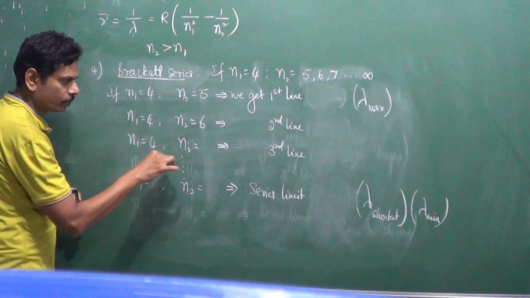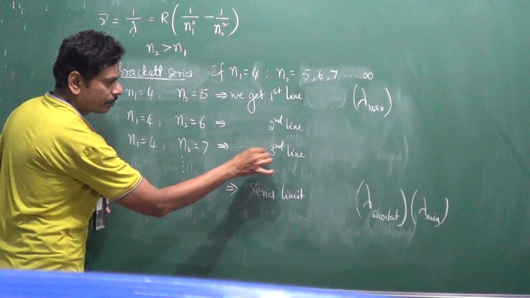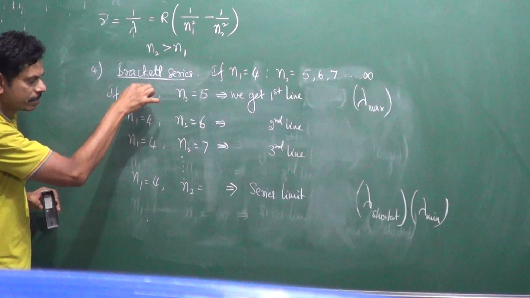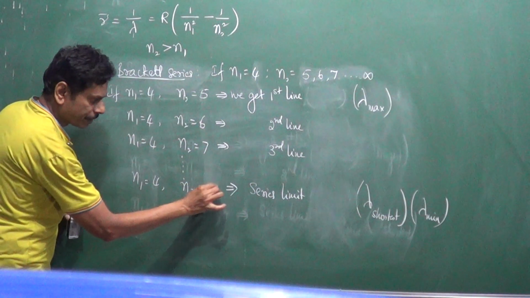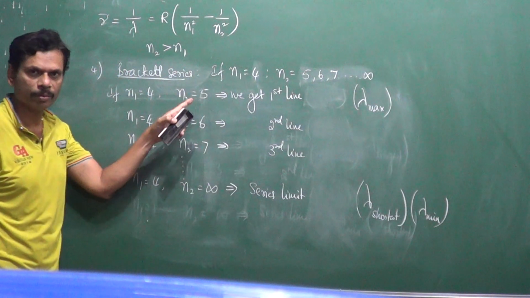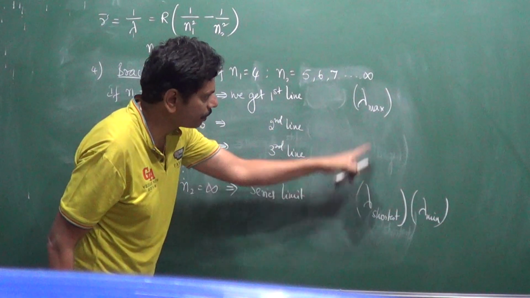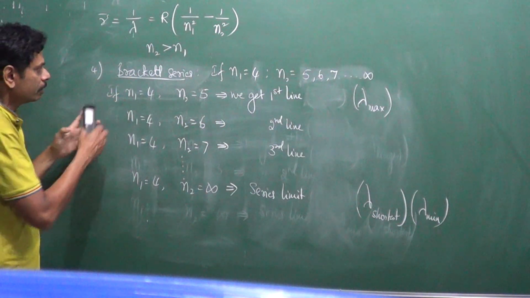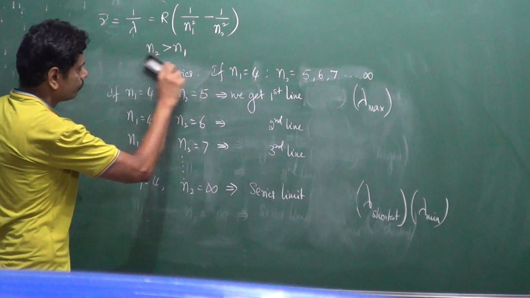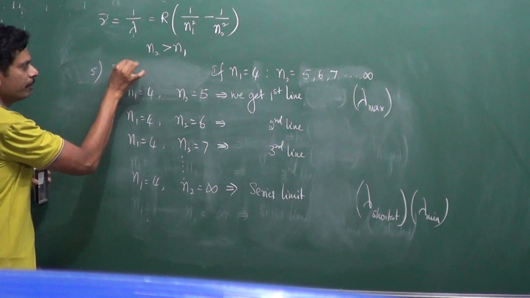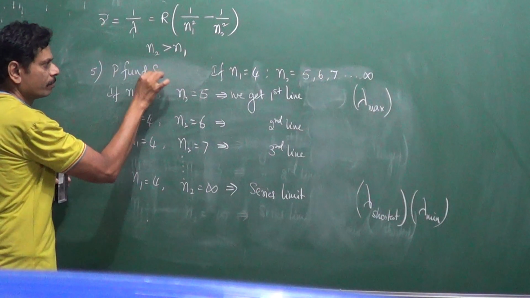N1 is equal to 4, N2 is equal to 7, we get the third line. N1 is equal to 4, N2 is equal to infinity, we get the series limit. Here also a problem can be asked. This is the shortest wavelength, and the first line is the maximum wavelength for the Brackett series. The fifth series is the Pfund series.